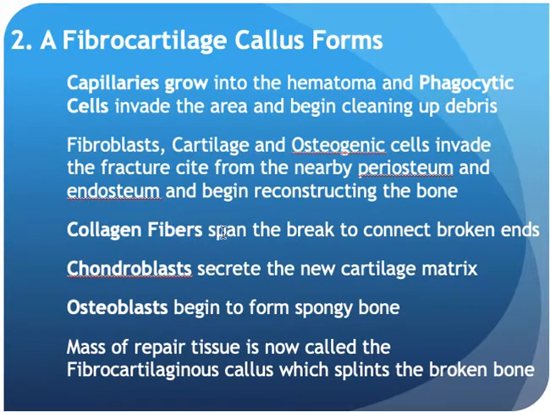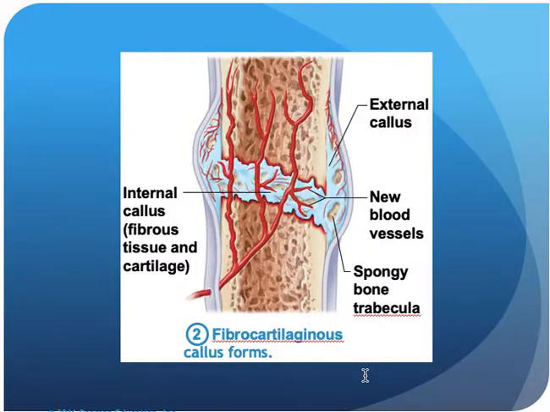Okay, so collagen fibers are going to span the break, connect the two bone ends, and provide a little bit of stability. Chondroblasts are going to secrete the new cartilage matrix. So again, we're going to fix it with cartilage first, and then we're going to start to add the bone. My osteoblasts are going to begin to form spongy bone. Okay, and the mass of repair tissue is now called a fibrocartilaginous callus. Okay, and this is going to splint the broken bone ends together, and again be the start of this healing process. Okay, but again, we've created a little more stability in that joint by doing all of this first. So here is our fibrocartilaginous callus.